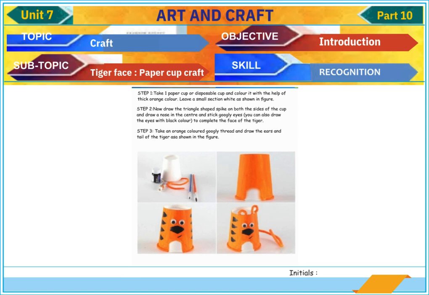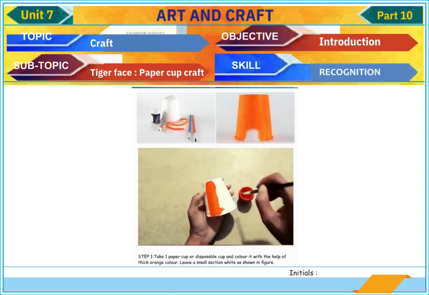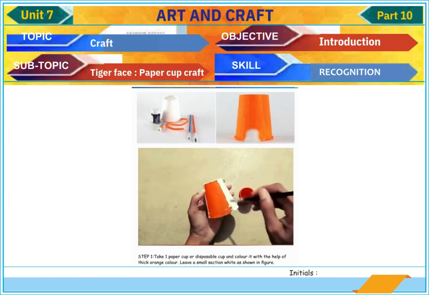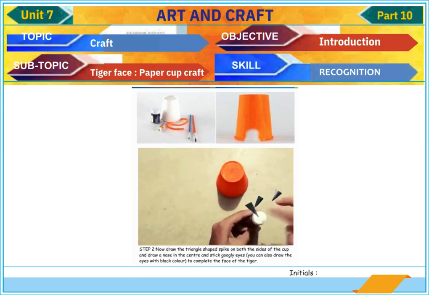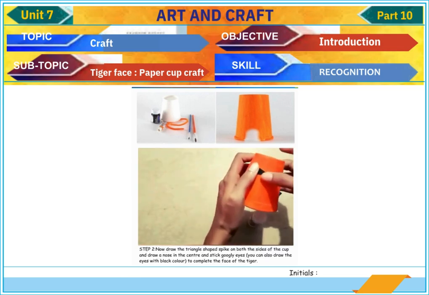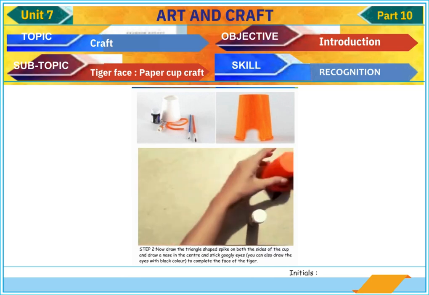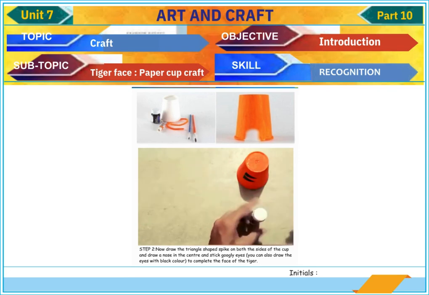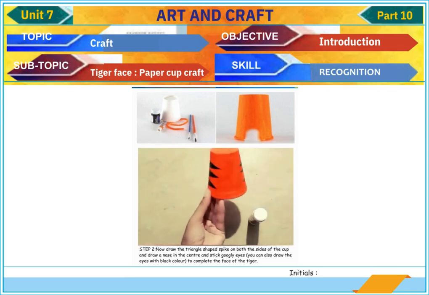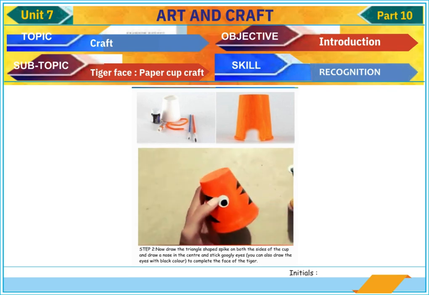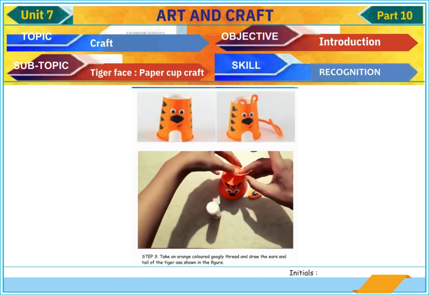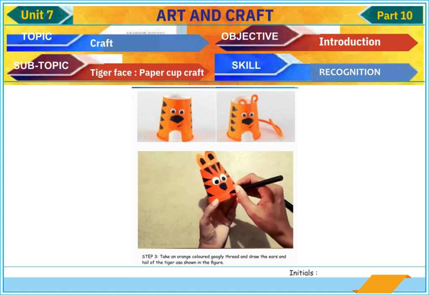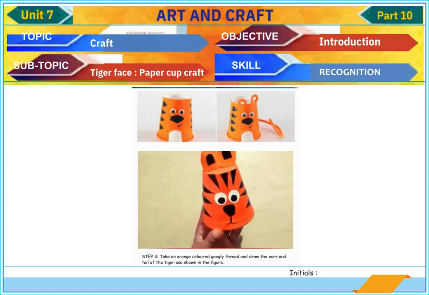The paper cup craft. Step 1. Take one paper cup or disposable cup and color it with the help of thick orange color. Leave a small section white as shown in the figure. Step 2. Now draw triangle-shaped spikes on both sides of the cup, draw a nose in the center and stick googly eyes. You can also draw the eyes with black color to complete the face of the tiger. Step 3. Take an orange-colored thread and draw the ears and tail of the tiger as shown in the figure.